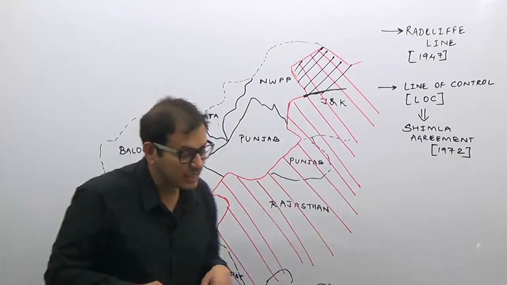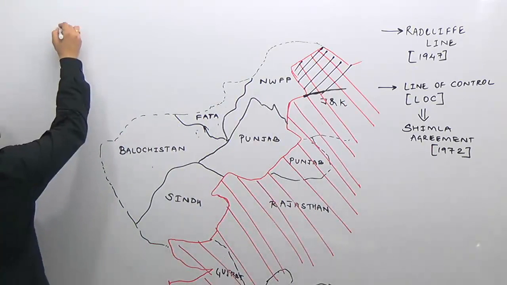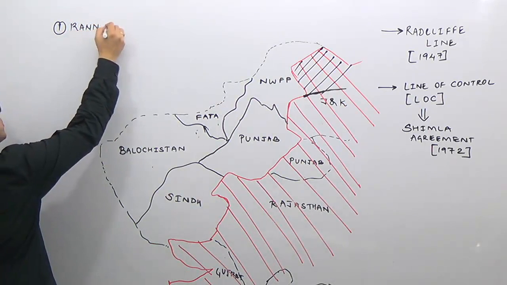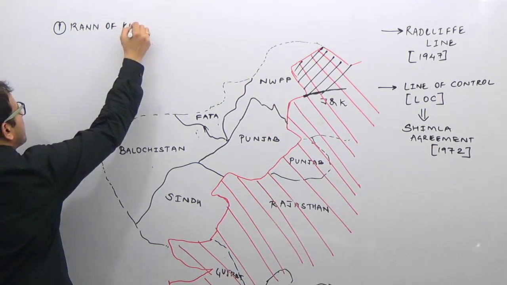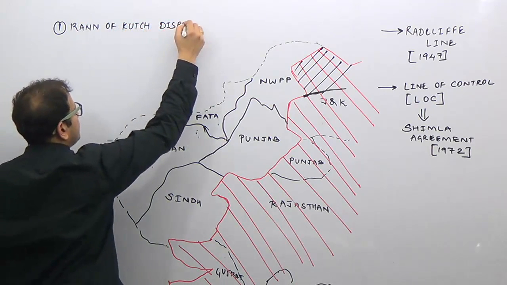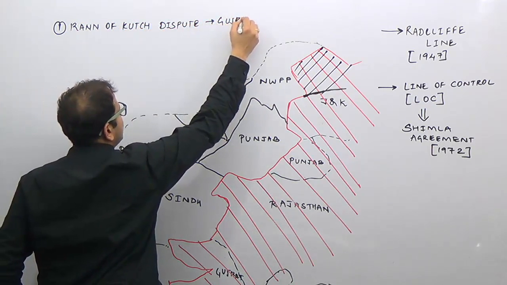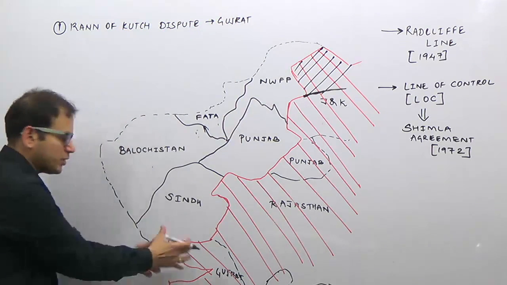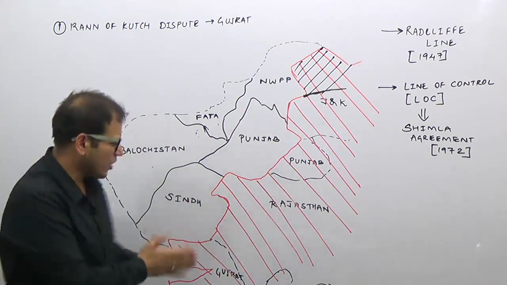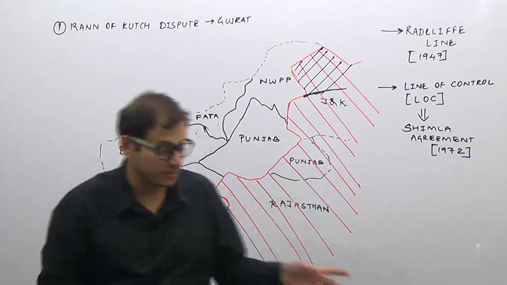The disputed areas between India and Pakistan: first, the Rann of Kutch dispute, which has been solved. The Rann of Kutch dispute was related to the state of Gujarat, which has been solved now, and this is no longer a disputed territory. You can look in the background how this dispute has been solved.